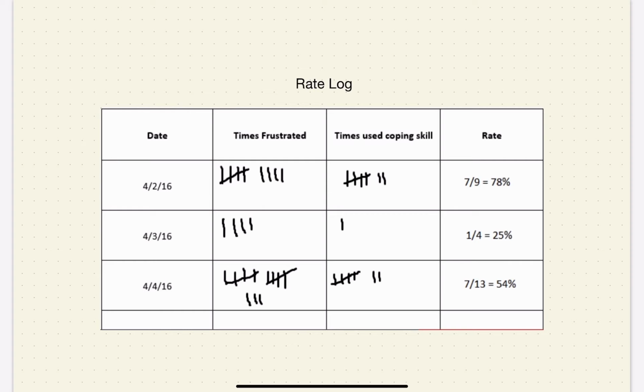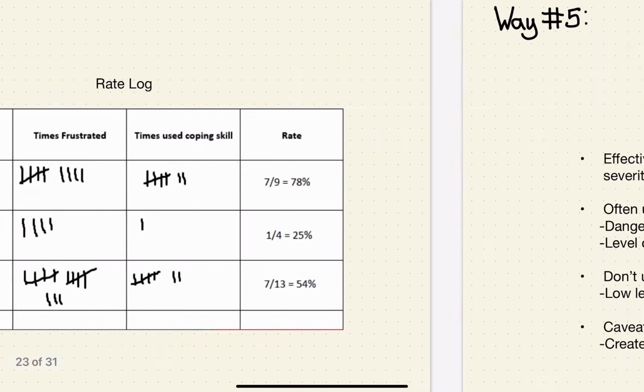We put those into a fraction, numerator, denominator, and we came up with a percentage. Very simple, quick, effective way to collect data on the thing that we're working on.